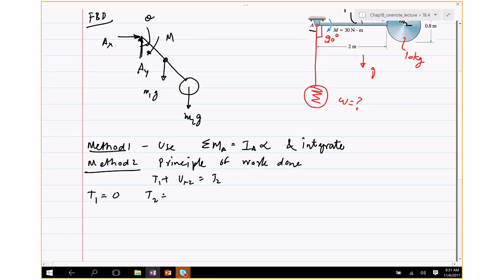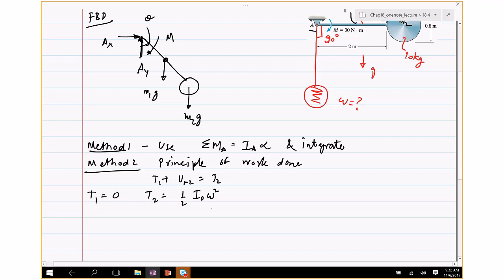What's the final kinetic energy? So to find the kinetic energy, I need to find which formula it belongs to. Is it linear motion only, or fixed axis, or general planar motion? It's fixed axis, right? So I'm going to use the fixed axis formula.